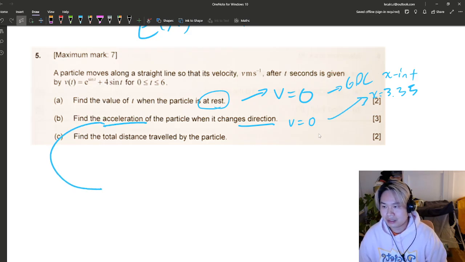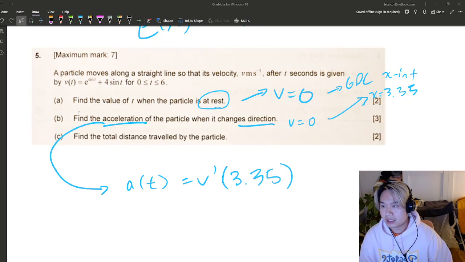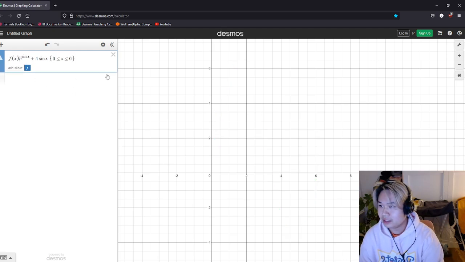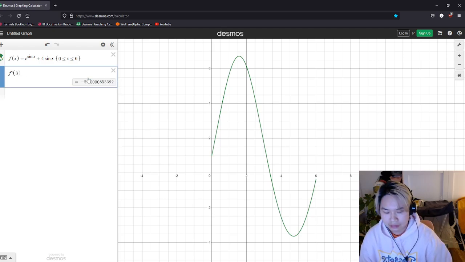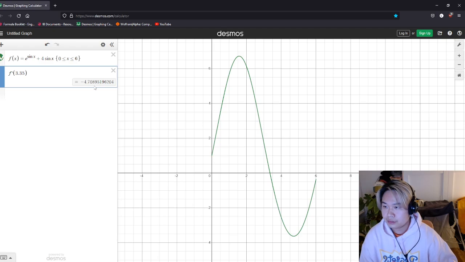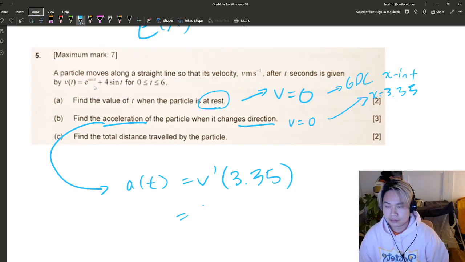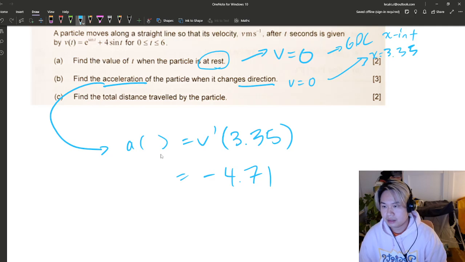And then we want the acceleration, which is the derivative of velocity. So we need to find the derivative of the velocity at our value from part A. And I'm pretty sure Desmos can do this too. I'll call this like f of x. Then what is f prime at, what is it, 3.34? So as you can see, the acceleration is negative 4.71. And I guess technically this should be 3.35.